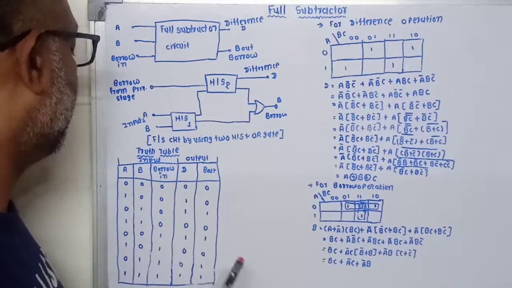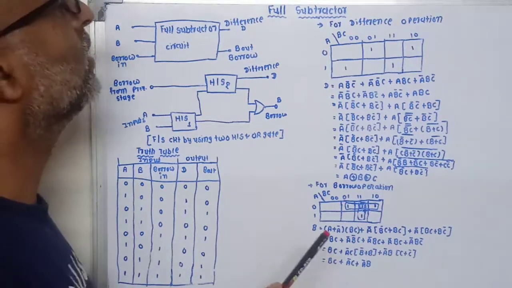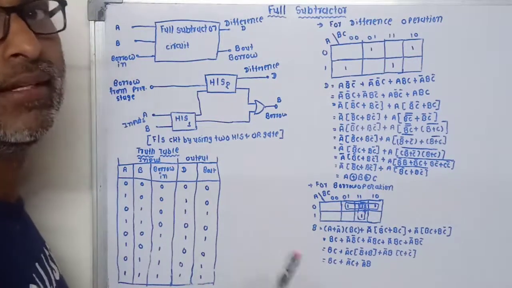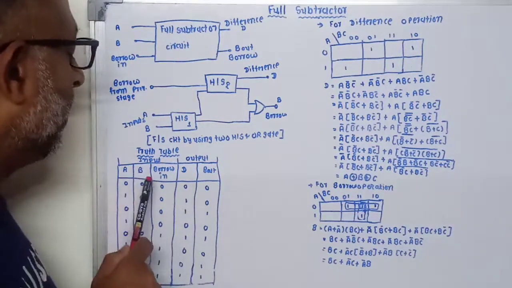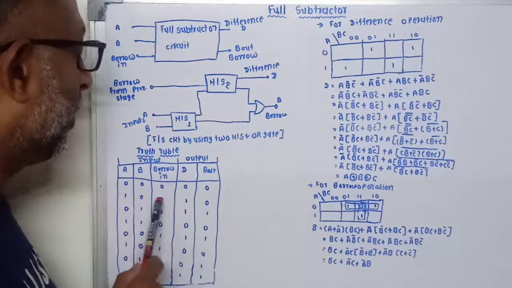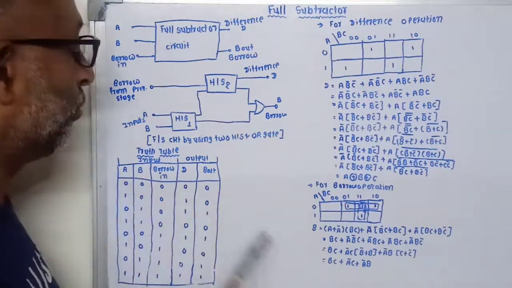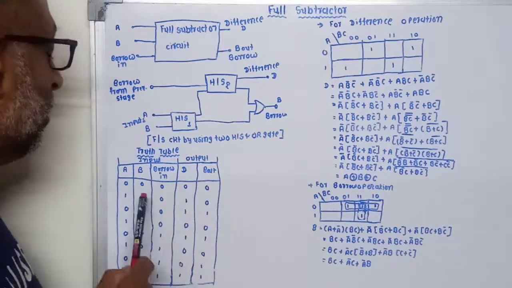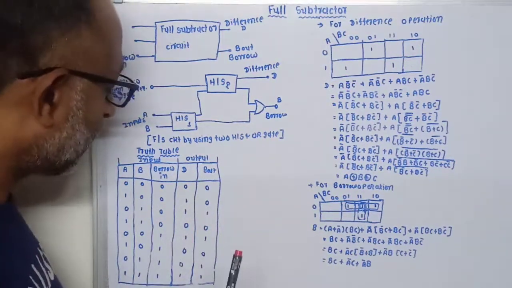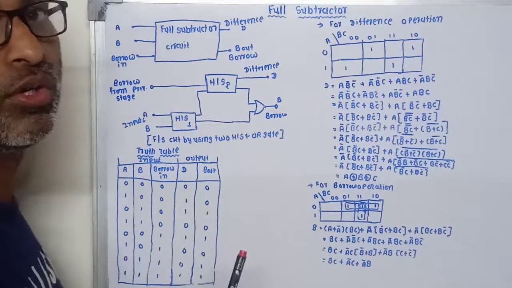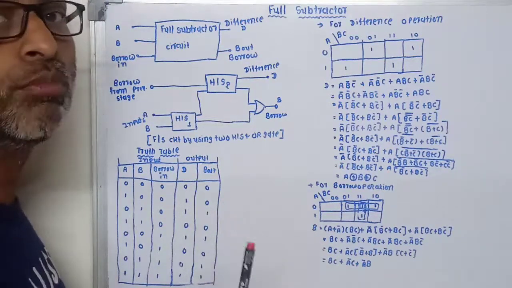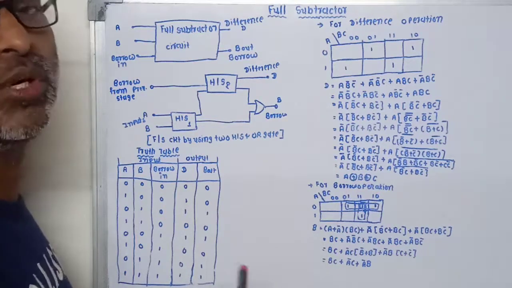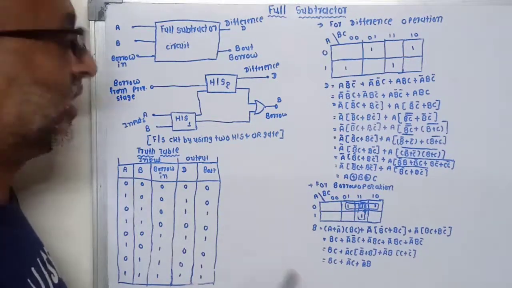Now let me show the truth table of the full subtractor circuit. As I already told you, there are three inputs, A, B and borrow in, and it has two outputs, the final difference D and borrow out. The borrow is generated during the subtraction of two binary numbers. Either it may be 0 or 1, so here we are considering all these conditions.